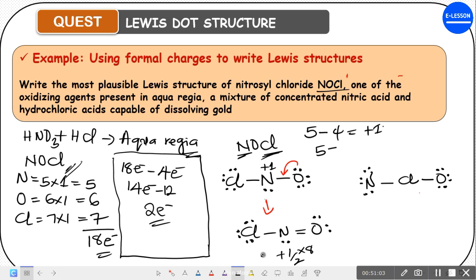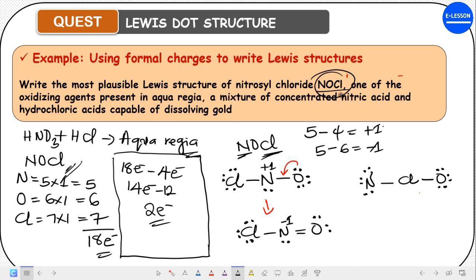8. So this is 2. 2 cancel 8. This is 4. 4 plus 2 is what? 6. So 5 minus 6 is what? Minus 1. It means that in this structure, this one has a charge of minus 1, which is not so, because the compound given to you is a neutral compound. So the Lewis structure must be also neutral. Are you getting it now?